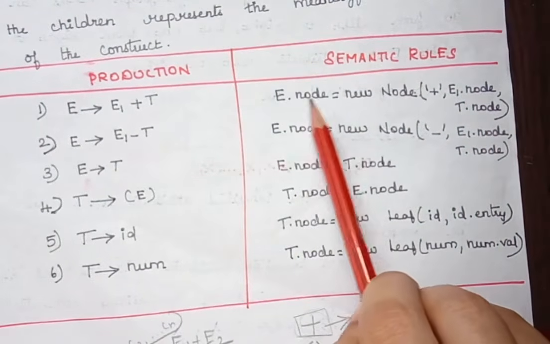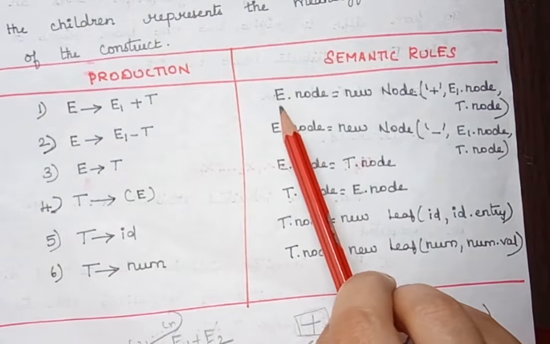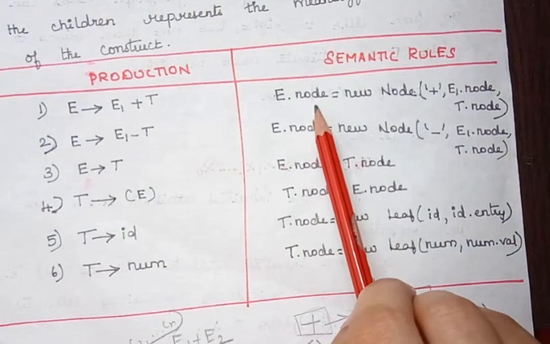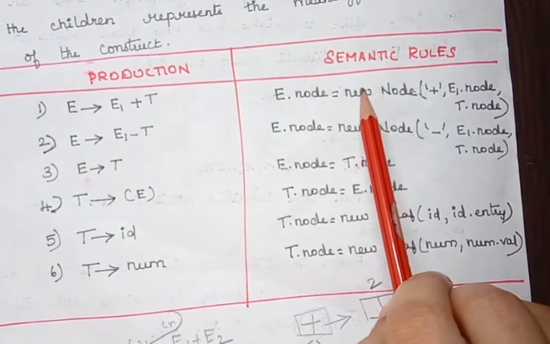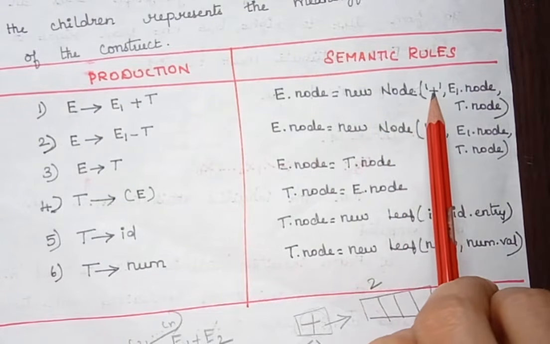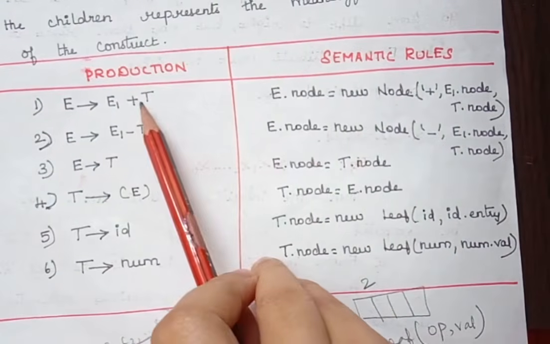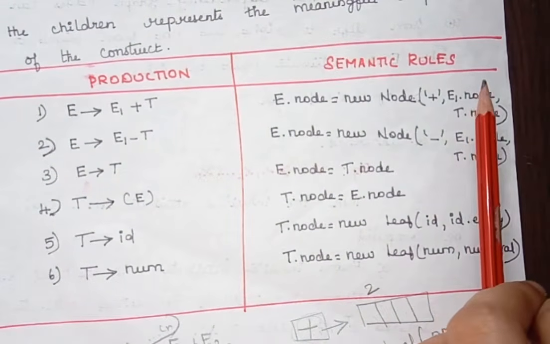Here dot node is the attribute for the non-terminal E, and whenever this production is used, it will create a new node, and this new node contains fields. The first field is the operator. Here the operator we are using is the plus operator, and the second field is the left child.